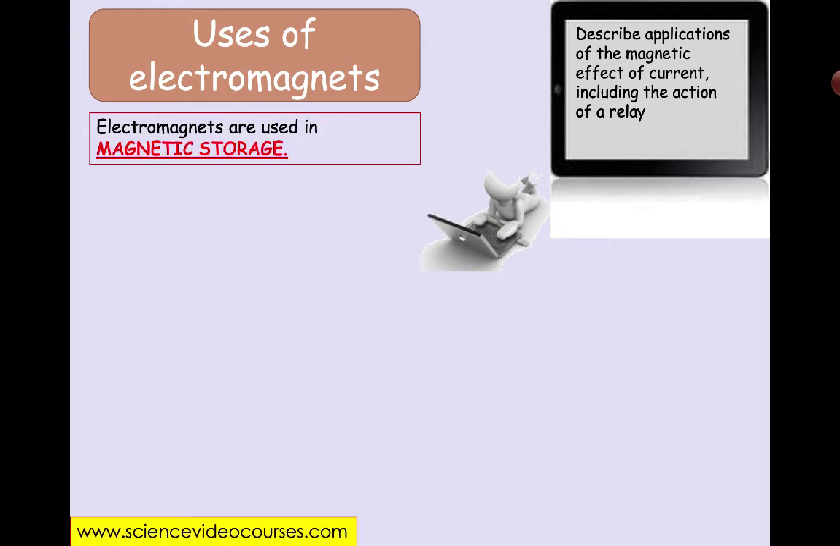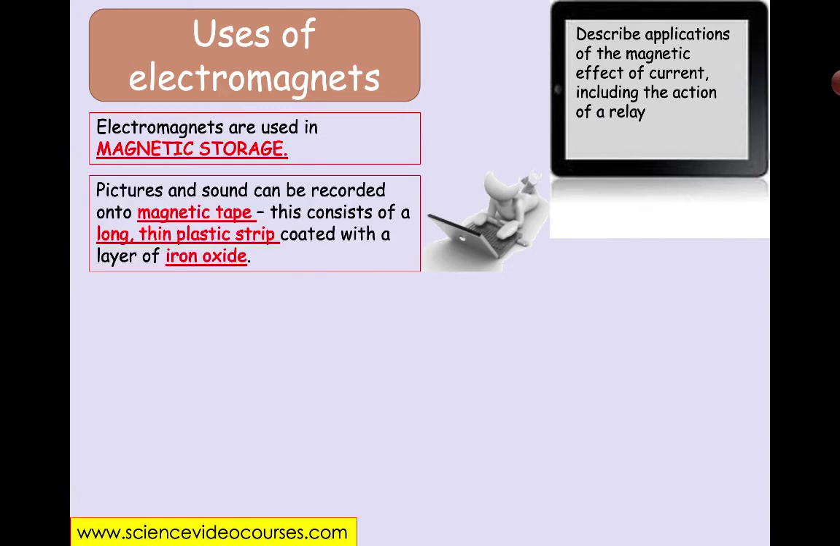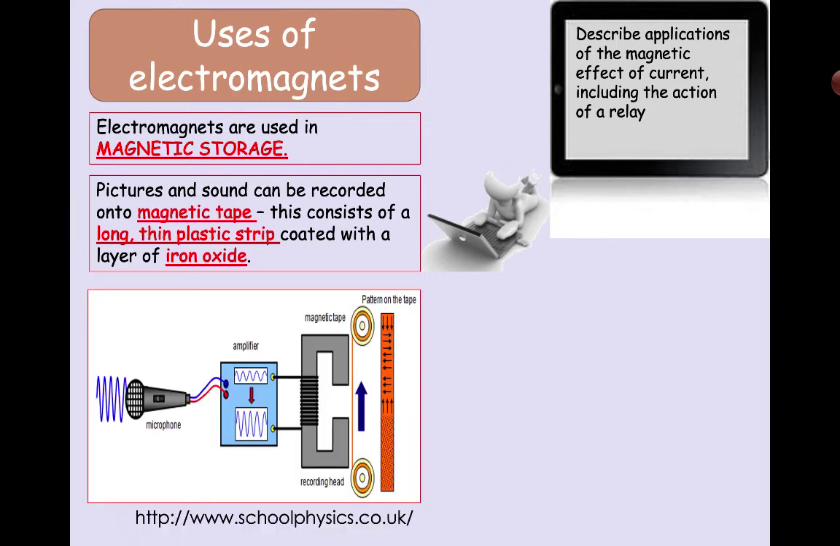Now electromagnets are also used in magnetic storage. So pictures and sound can be recorded onto magnetic tape. Not so long ago we'd have cassette tapes, we would have videotapes, and they consist of a long thin plastic strip coated with a layer of iron oxide that can be magnetized. And here's the sort of setup it used to be.